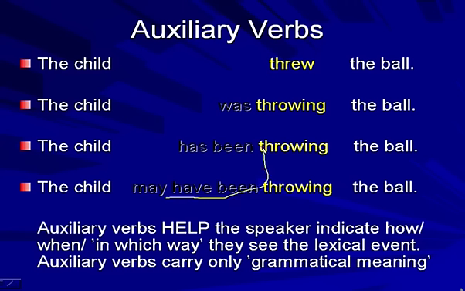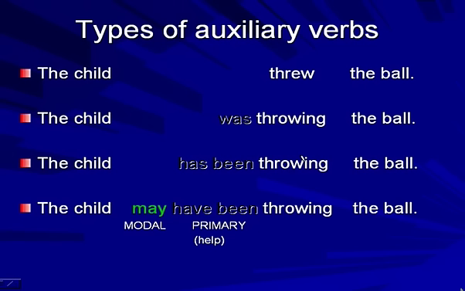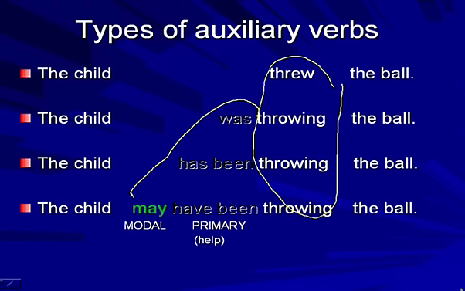So all of these verbs here, the auxiliary verbs, they help the speakers to see how or when or in which way the lexical event took place. If we look at this one more time, then we make the following distinction. All of these are lexical verbs. All of these are auxiliary verbs, but this one is a modal verb.